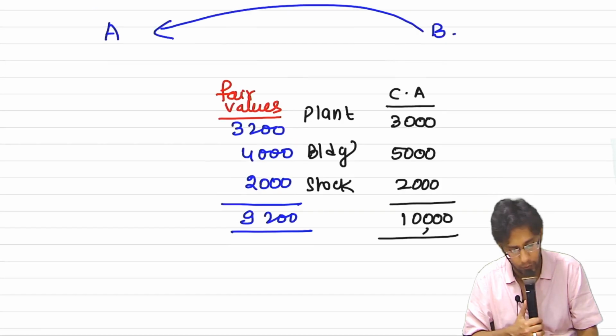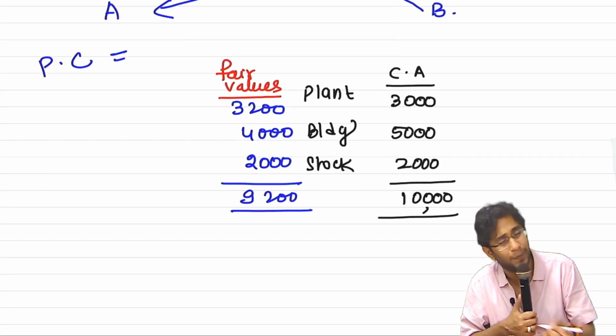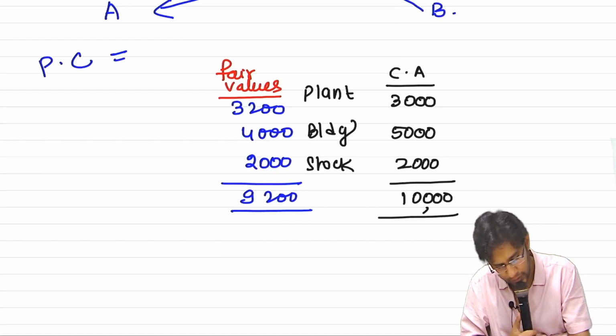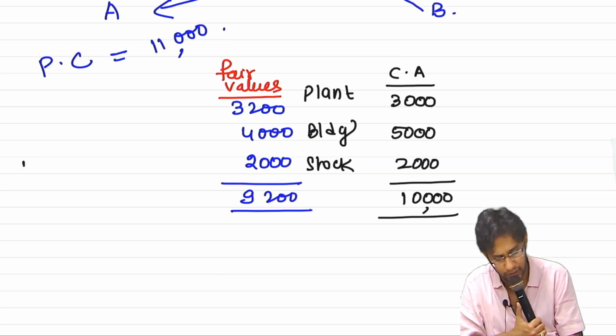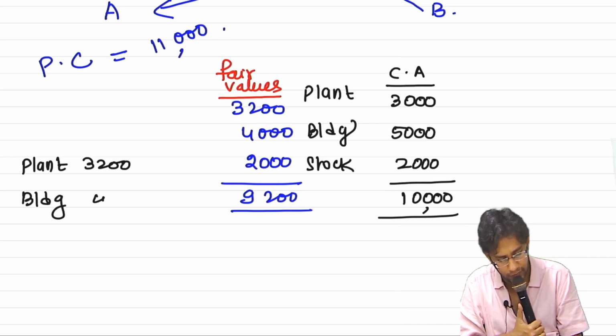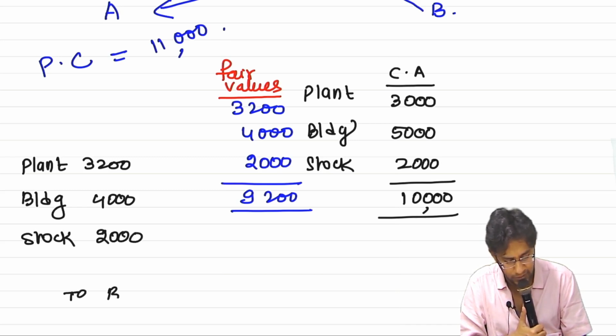Okay? Now, the PC what A Limited pays to B Limited is 11,000. Forget about taxes and all for a moment. Normally write the incorporation. Plant account debit 3,200. Building account debit. Stock account debit 2,000. PC paid. I am directly writing bank 11,000.